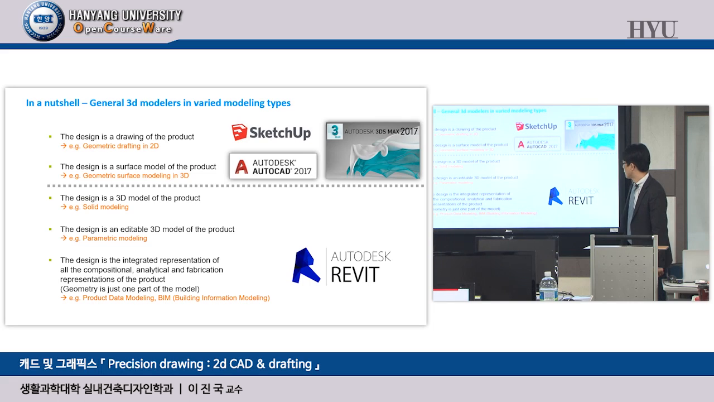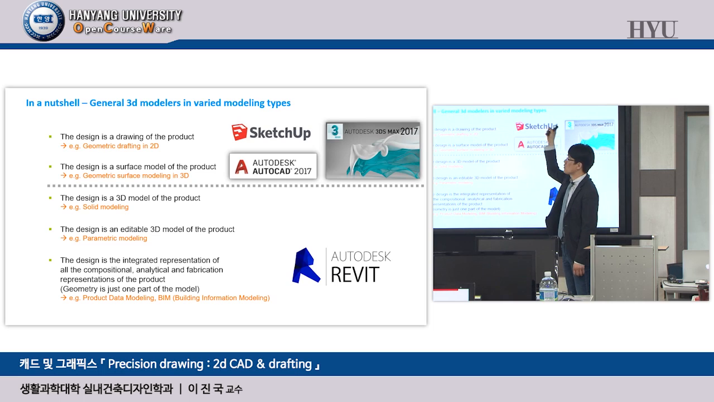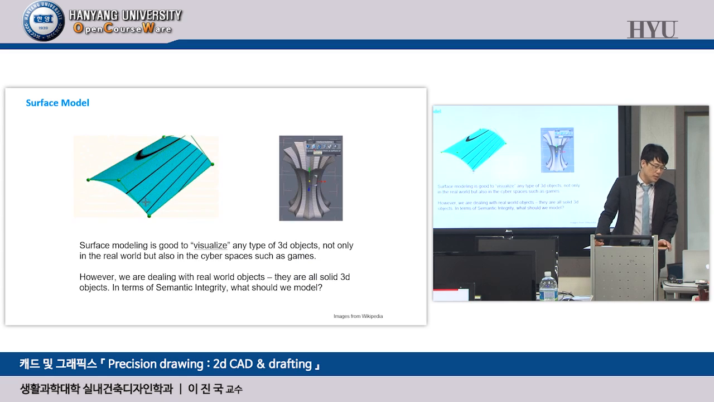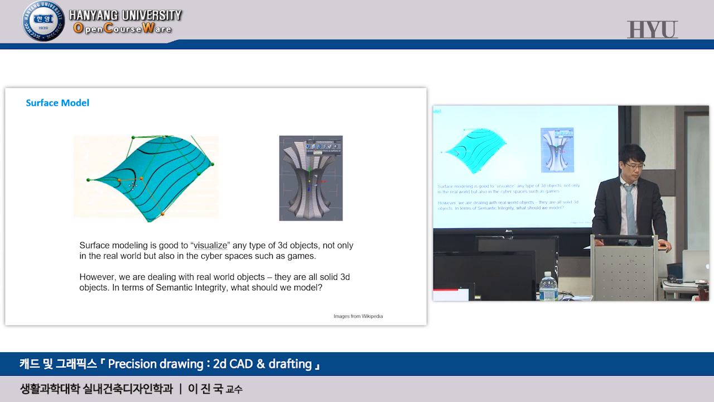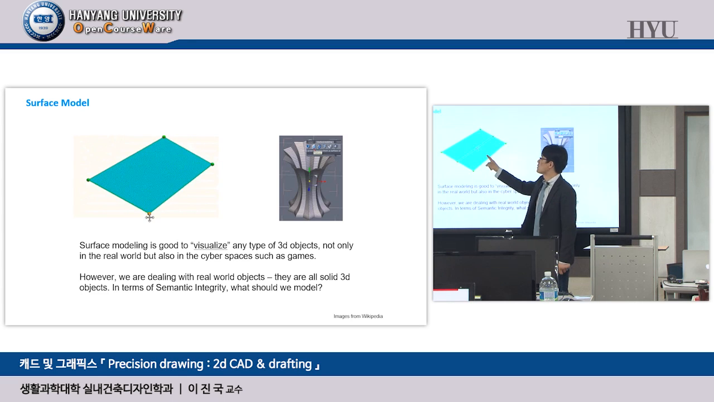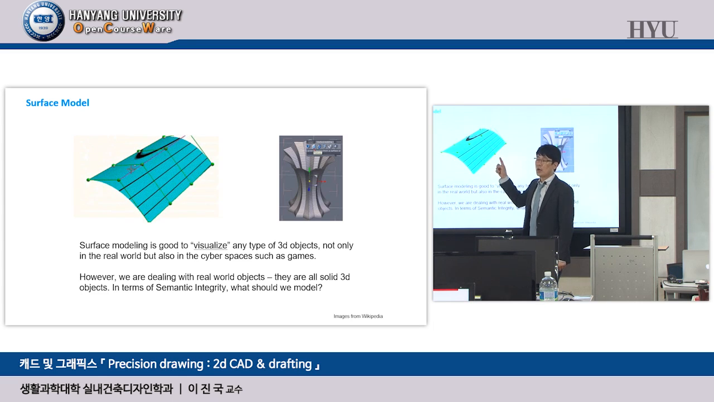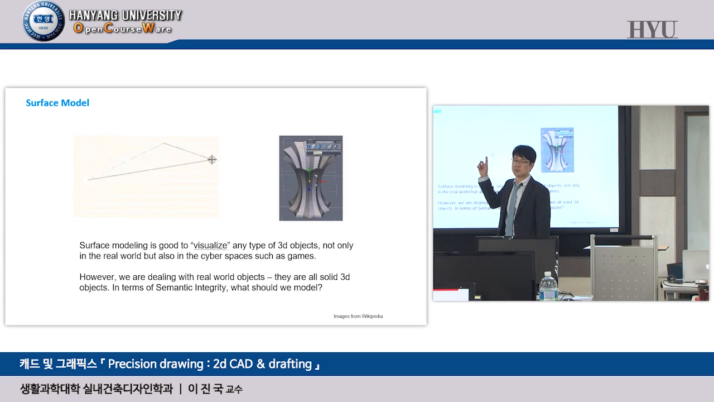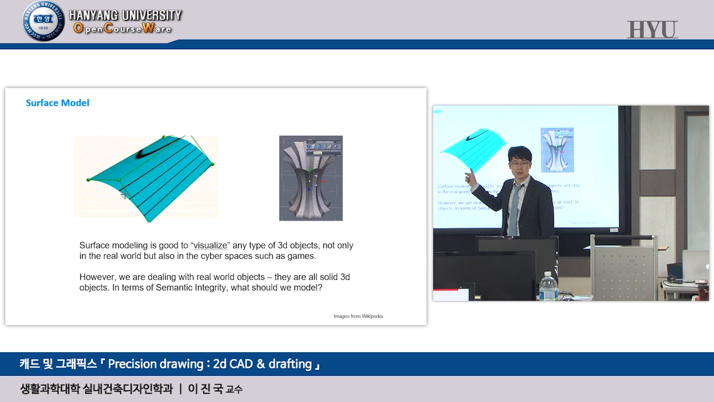How about other area, BIM area, Autodesk Revit is a representative one. But anyway, our subject is especially focusing on SketchUp. So what is surface model? What is surface-based 3D? Take a look. This is a surface. What is the main characteristic of this kind of surface? How about thickness? Does it have thickness?